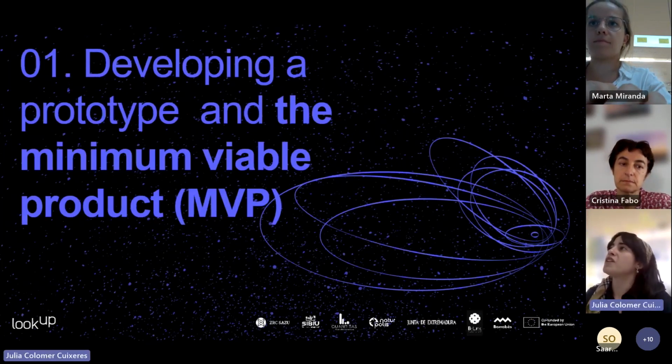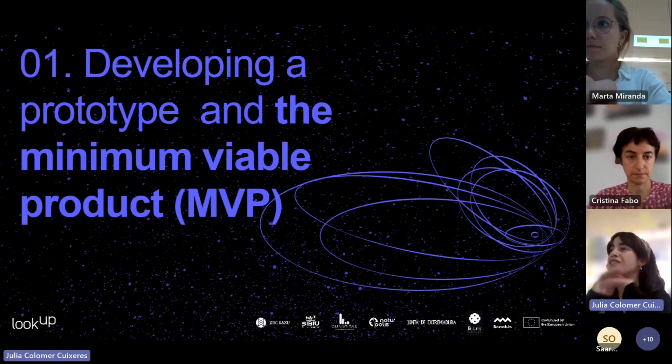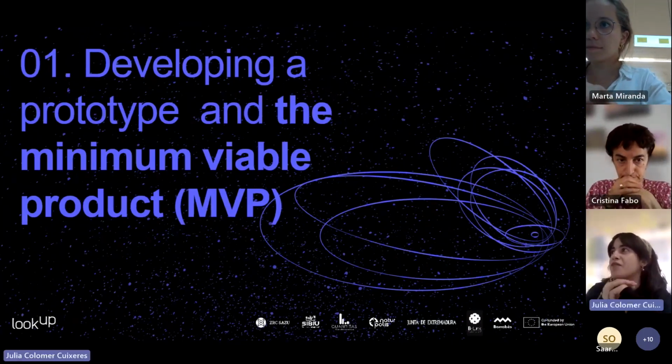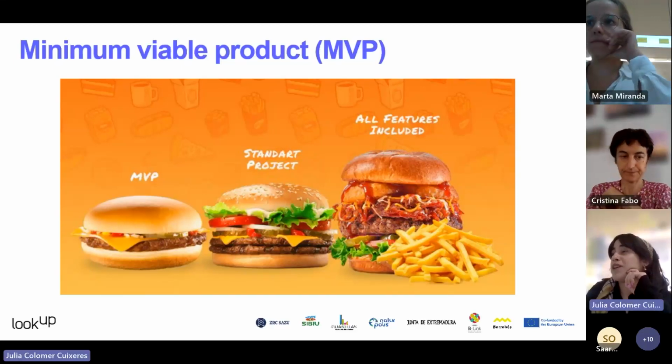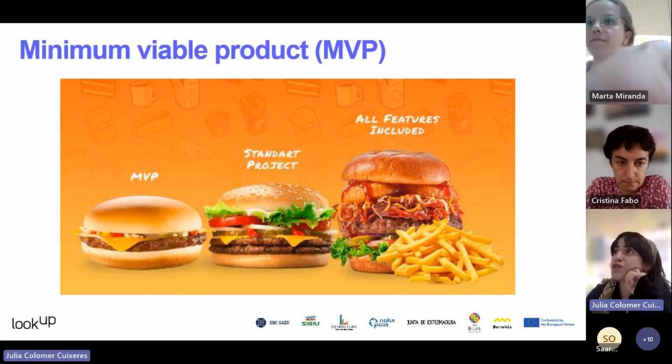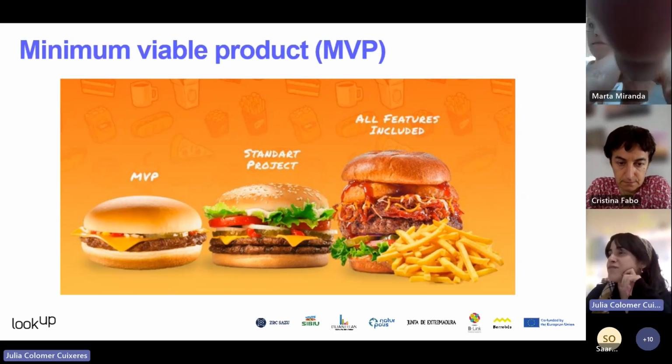Okay, then as I mentioned, we have the prototype level, and then we will go to the minimum viable product. That is a further step. Here you have the best example. I mean, you have the minimum viable product. You can go to the market, and of course, you can eat it because it's possible.